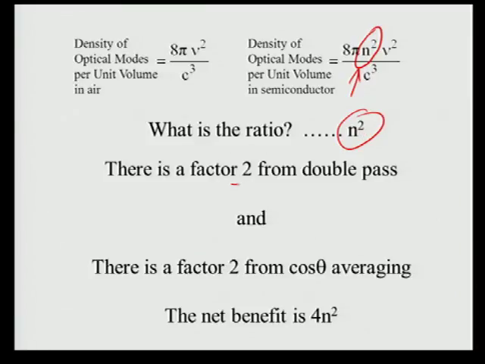And then there's a factor of 2 from double pass. And there's another factor of 2 from cosine theta averaging because the light is refracted almost normal. So you don't get the cosine theta averaging. But once it scatters internally, it has all odd angles, and the odd angles go over longer path lengths. So you pick up another factor of 2. And that's where the factor 4n squared comes from. And it is a factor of 50, and it is very valuable.